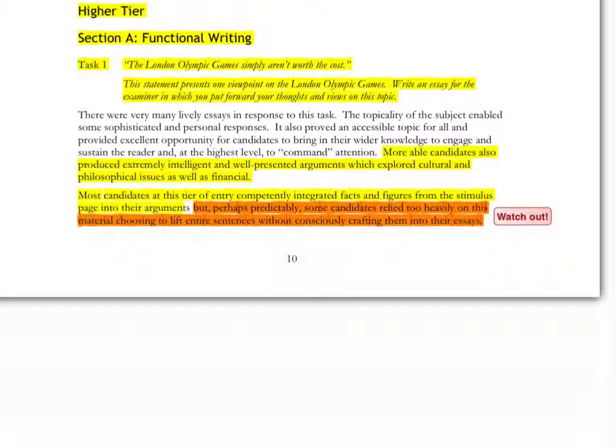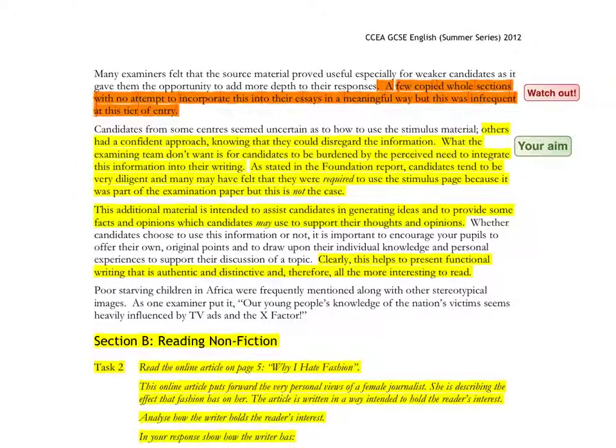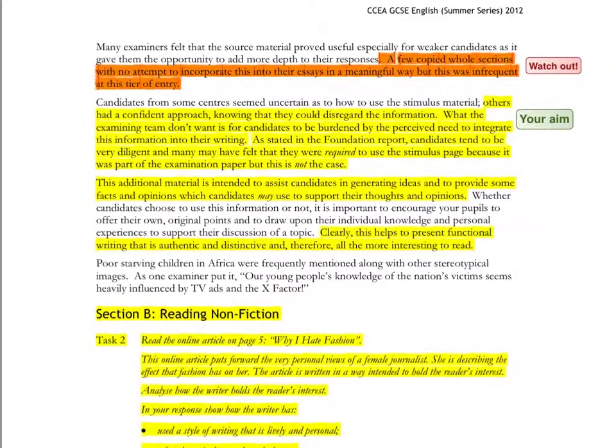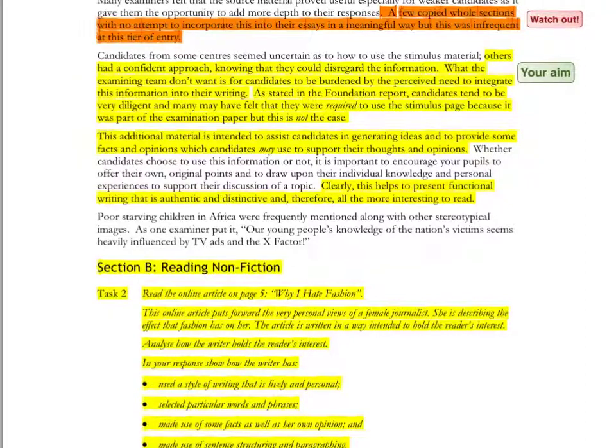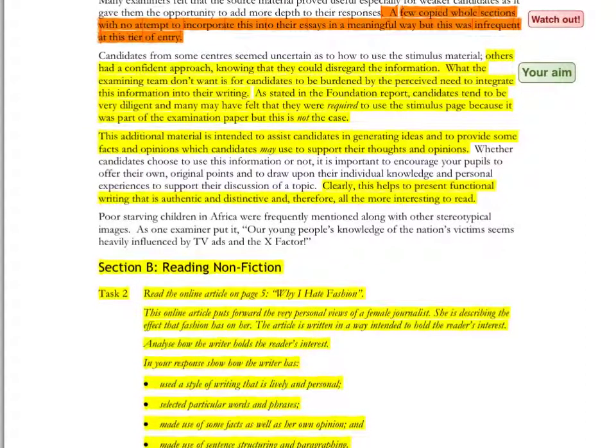Functional writing was the same question. Good candidates talked about various implications of having the Olympic Games, cultural issues, philosophical issues and financial. It says that facts and figures were integrated from the stimulus material, but some candidates relied too heavily on the stimulus material. So again, watch out for that. Continuing on that vein, watch out for copying whole sections from the stimulus material without trying to incorporate it into your essay. But again, higher tier, that was less frequent than would have been at foundation.